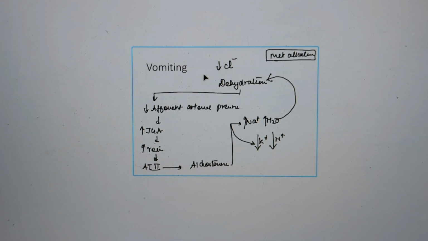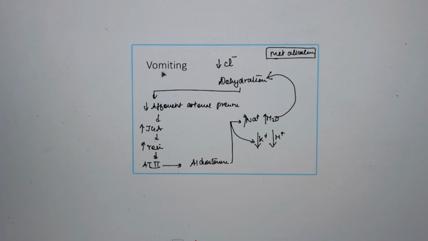Here we go. When a person vomits, hydrochloric acid is lost from the stomach. This leads to a loss of chloride ions, resulting in hypochloremia. Vomiting is often accompanied by dehydration. During dehydration, the pressure in the afferent arterioles of the kidney decreases.